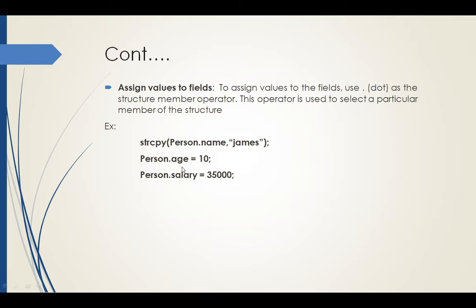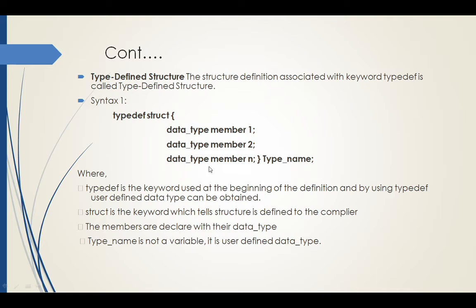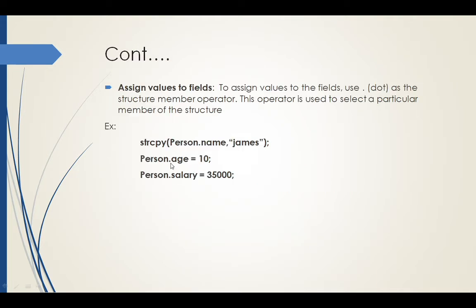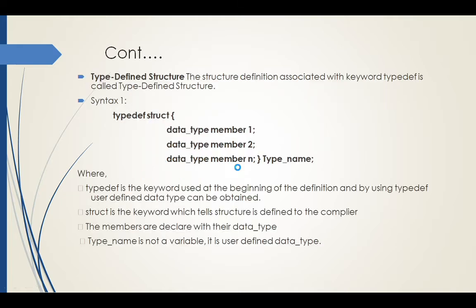For the structure member age, I am assigning the value 10. For the structure member salary, I am assigning the value 35,000. So make a note that whenever you want to assign a value for a structure member, first you should take the structure variable, then it is followed by a dot operator, then the member name.